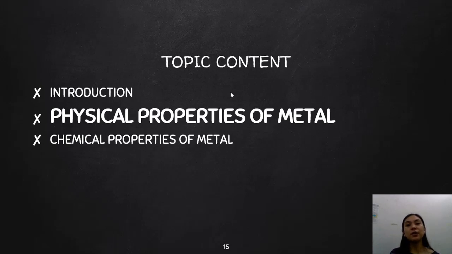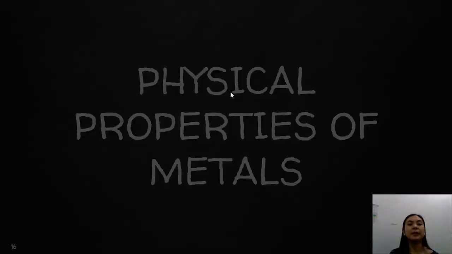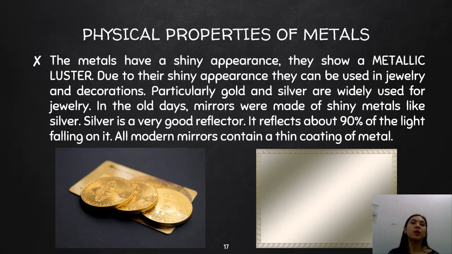So, let's go now to the physical properties of your metal. We will be talking about a few physical properties of metal. So, the very first one that you can actually see is that they have a shiny appearance. Diba medyo ano sila, shiny. Yun na yung term eh. This shiny appearance means that they are actually showing a metallic luster. So makikita nyo dyan, metallic luster.